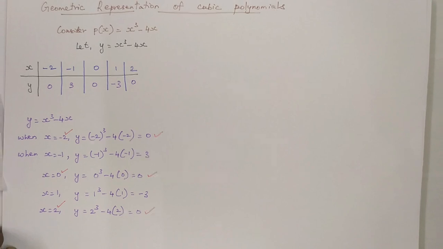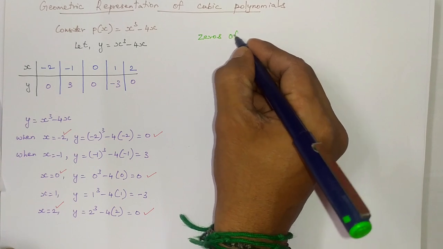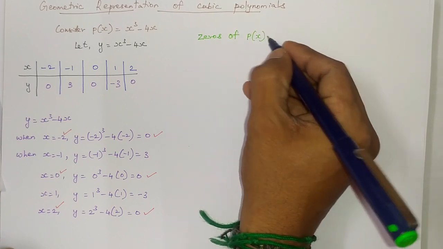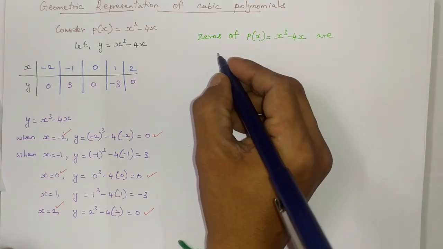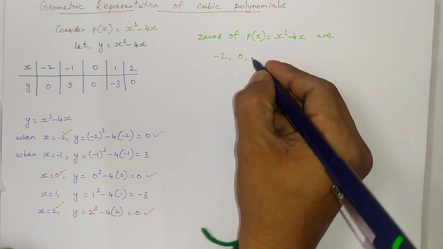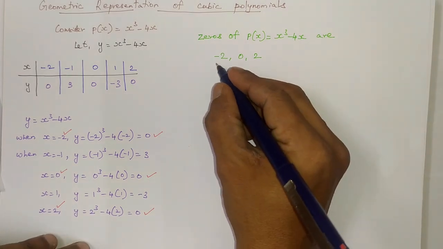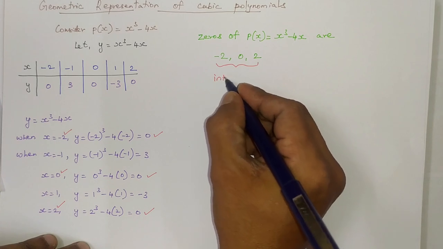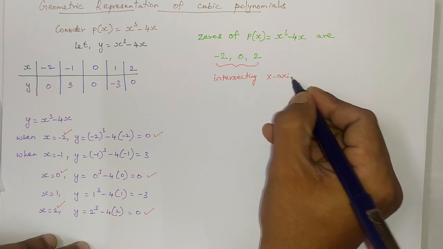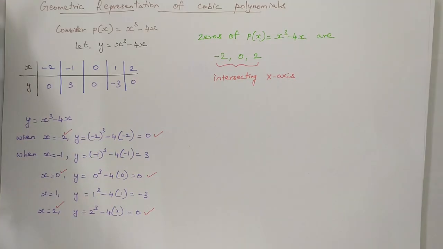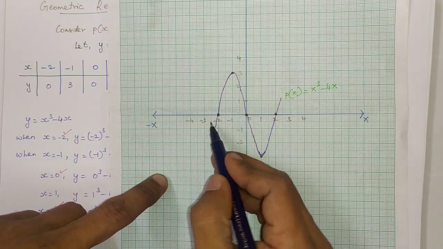So the zeros of the polynomial are, the zeros of p of x is equal to x cube minus 4x are minus 2, comma 0 and 2. So these 3 points, it is intersecting the x axis. So it is intersecting the x axis, these 3 points. The graph is intersecting the x axis at these 3 points.